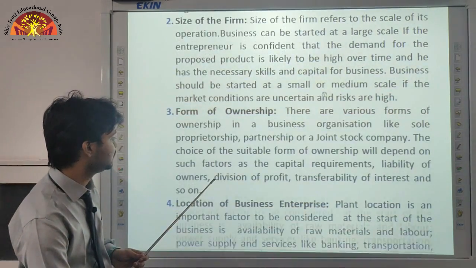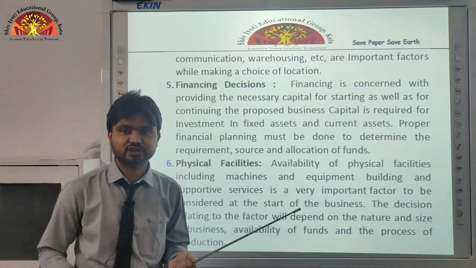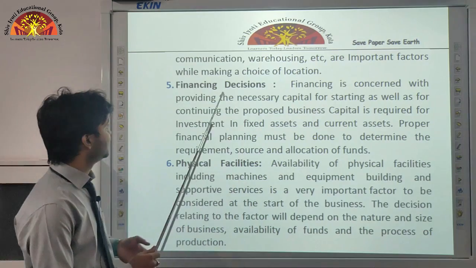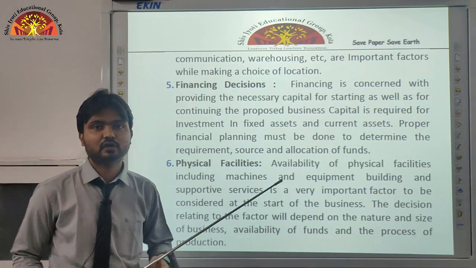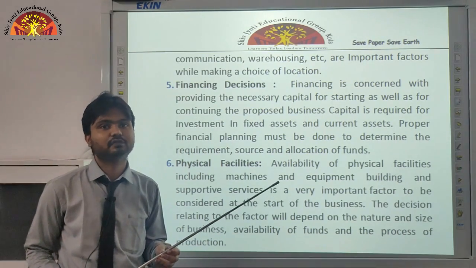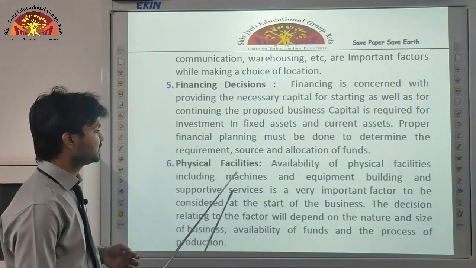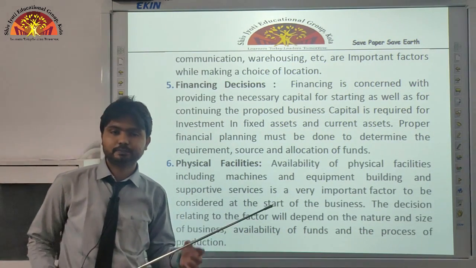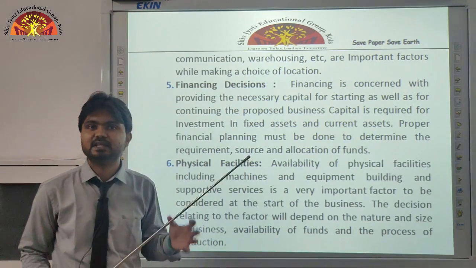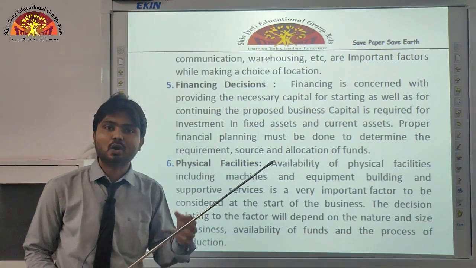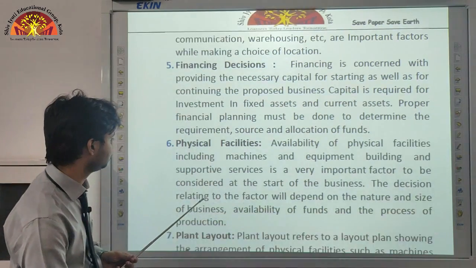The next one is the location of the business, that means where the registered office of our business organization will be. The next one is financing decisions, that means the arrangement of capital for our business organization. It may be in the form of equity or it may be in the form of debt. The next one is physical facilities, that is all the equipment, all the machineries which are required for performing the business activities. A businessman has to arrange all these resources to produce the goods and services.